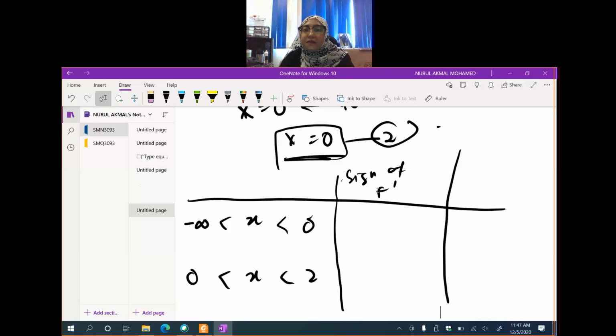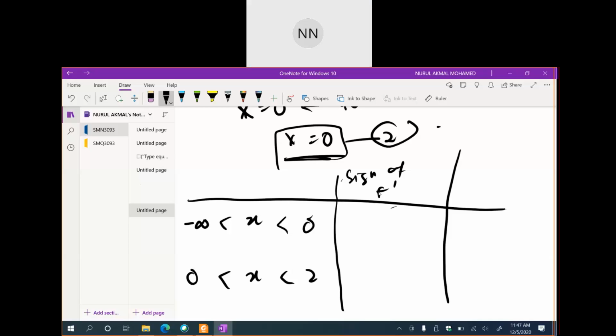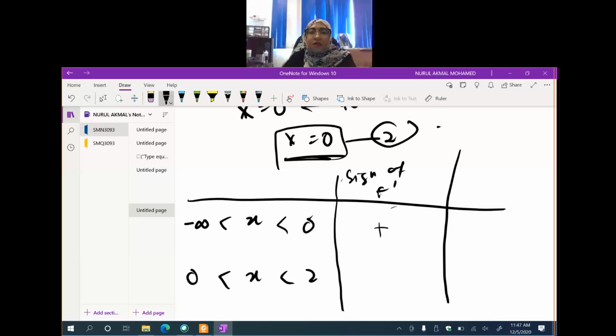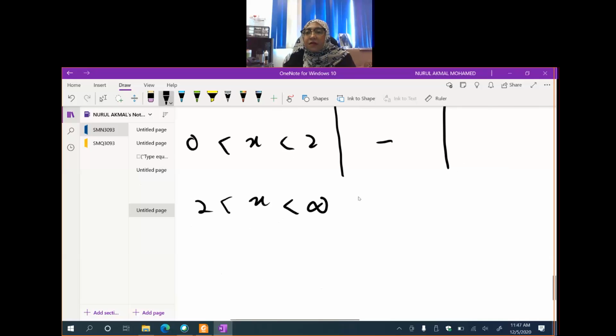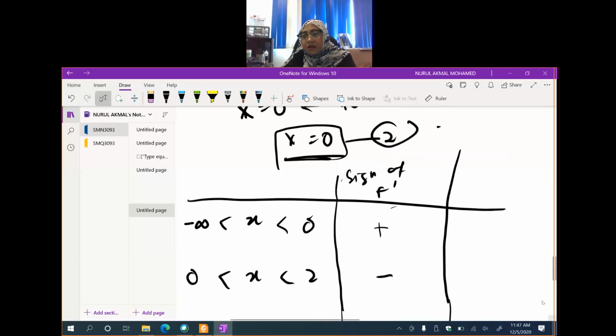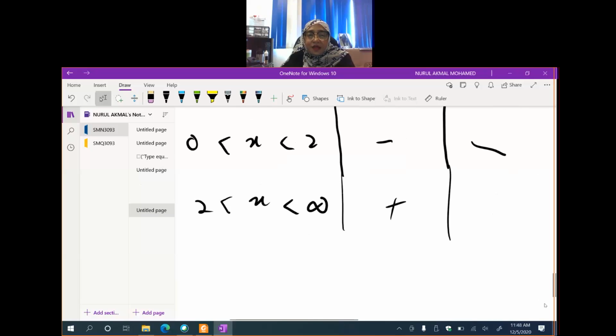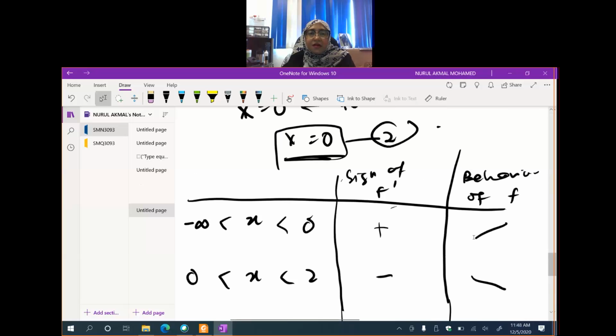Is it positive? Is it negative? Positive, negative, positive. So for the behavior of f, this is increasing, this is decreasing, and this is increasing again. So for x equal to 0, it's increasing and then decreasing.